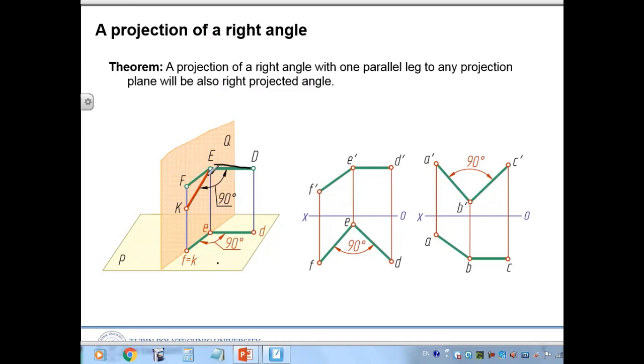So this thing we can see here. Okay, in one projection it's 90 degrees, but in another projection, if you see from this side, if you project it to this plane, you will have something like this. Okay, so one leg ED is here and KE is here, like this. So this one.